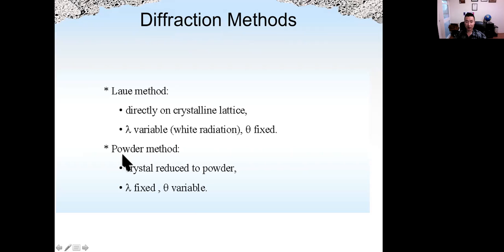The other method is called the powder method, which is more commonly used compared to the first method. The sample crystal needs to be ground to powder form. Why we need to do that, we will discuss in a moment. The lambda is fixed, which means we have only one type of X-ray. The theta is variable, which means the angle of incidence is changing over time. So the powder method is more commonly used compared to the Laue method.